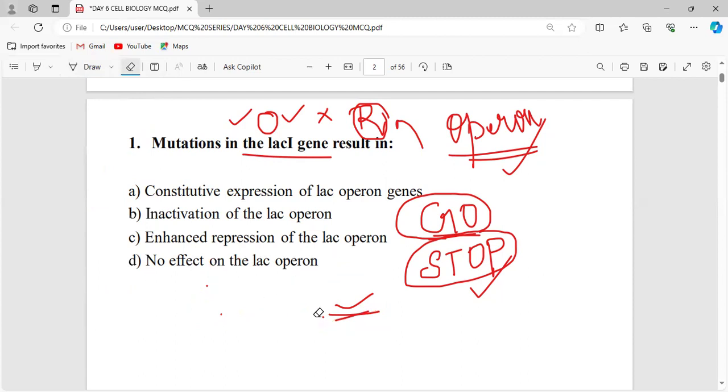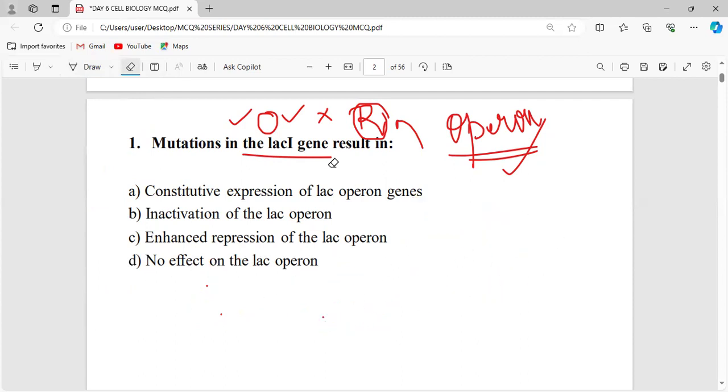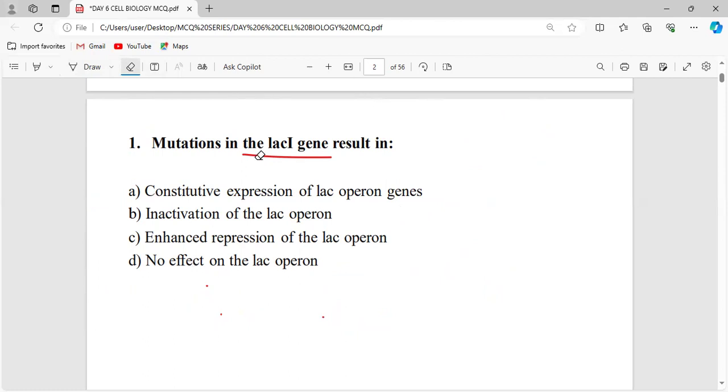Okay, now answer this question. This is the basic idea of the lac operon. Just tell me, if any mutation occurs in the lac I gene, that is the inducer gene, it results in: constitutive expression of lac operon genes, inactivation of the lac operon, enhanced repression of the lac operon, or no effect on the lac operon.